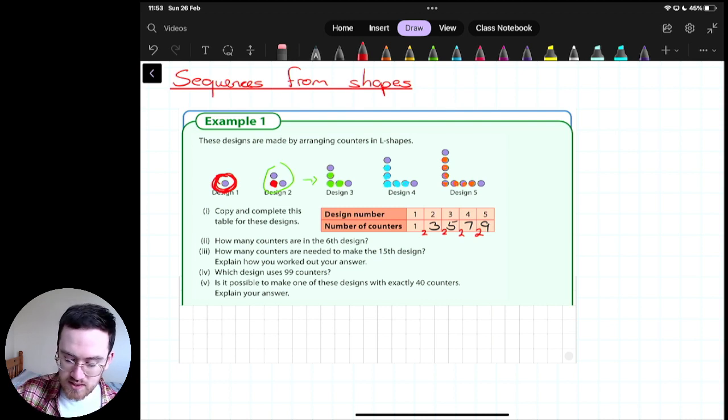How many counters are in the 6th design? Well, we could add it onto our table here. So 6 designs, add on 2 more, and we get an answer of 11.